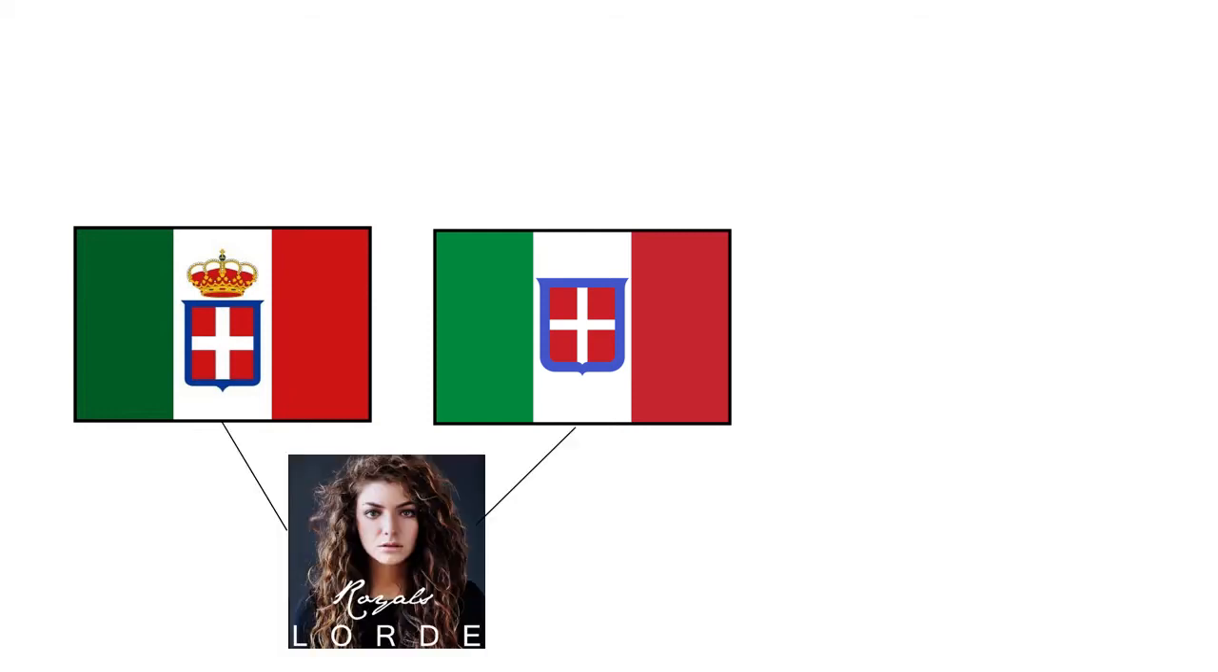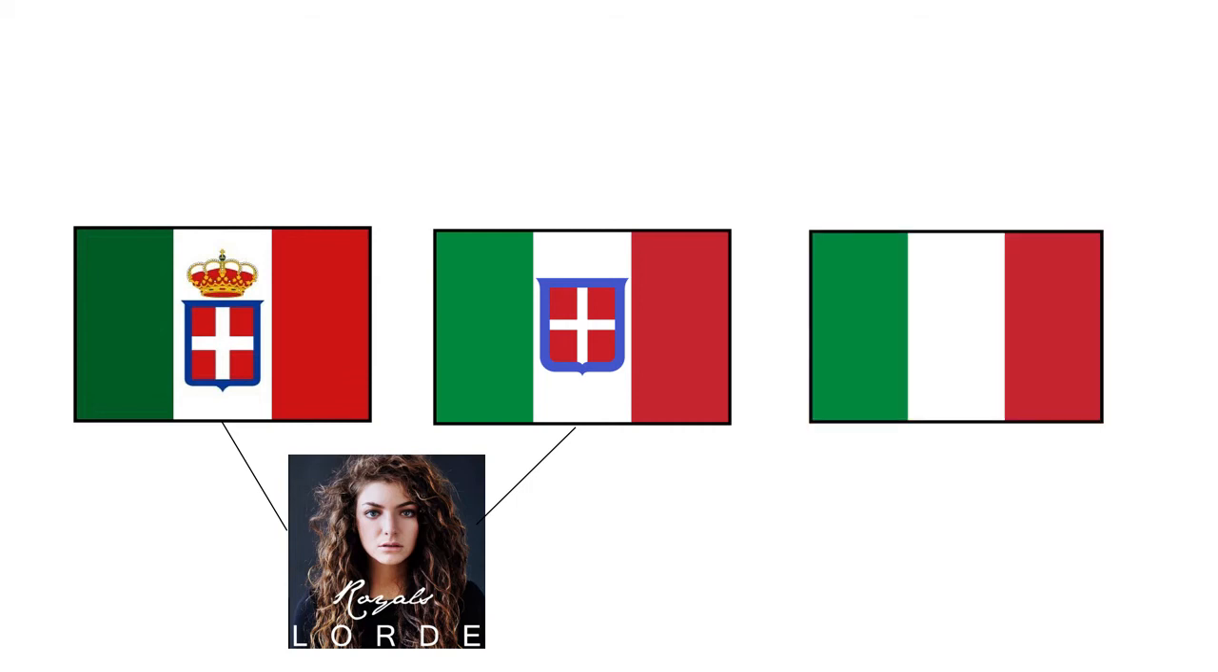There's a variation of this flag with a crown and one without. Whether it has a crown or not, if it has the coat of arms on it, it is a royal flag. After the kingdom was replaced by the Republic in 1946, they dropped the coat of arms in favor of a plain tricolor, which you see on the right. Now let's take a look at China.